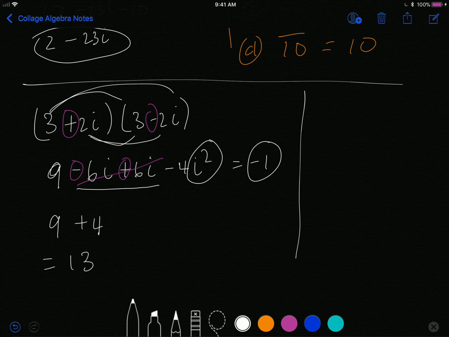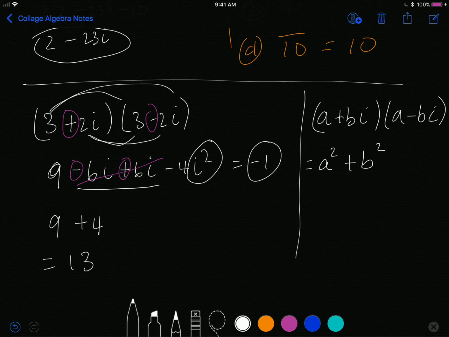There's a nice little shortcut. If I have complex conjugates being multiplied together, a plus bi being multiplied by a minus bi, the result will always be a squared plus b squared. Kind of like your Pythagorean theorem. In fact, when you do a lot more complex numbers, you'll see that that Pythagorean identity shines through quite a bit. Right, and so if you look right here, 3 squared is 9, 2 squared is 4, a plus bi.